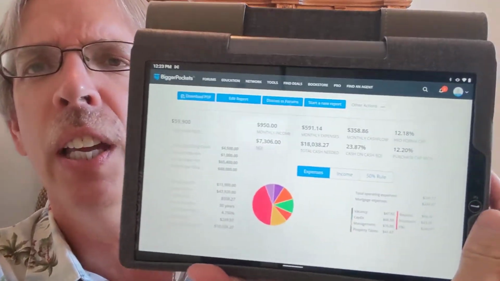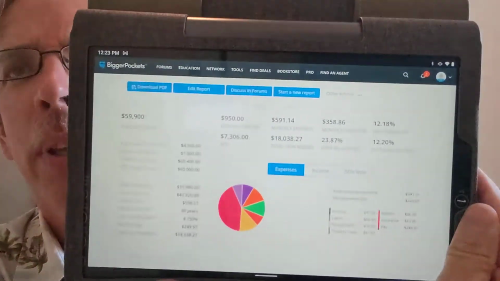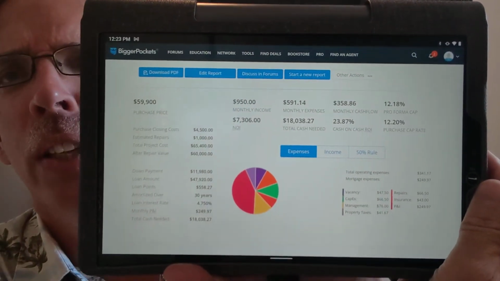Let me show you what this looks like. Let me cover that address up. If you decide you want to try BiggerPockets, this is what the calculator looks like. I'm holding it up there. You can always pause and look at the numbers on there. I will read this to you.